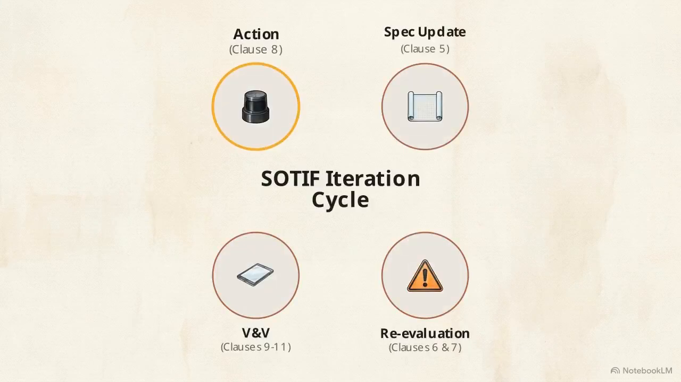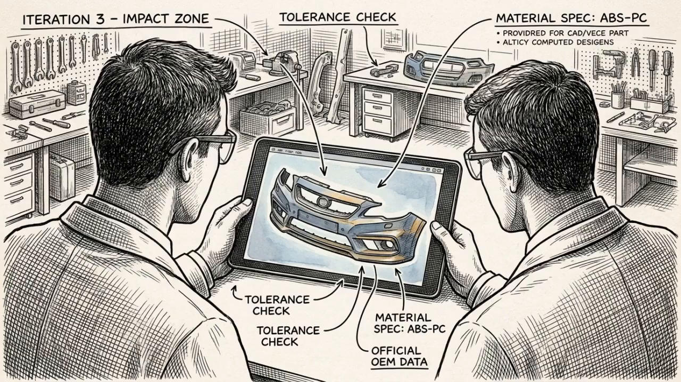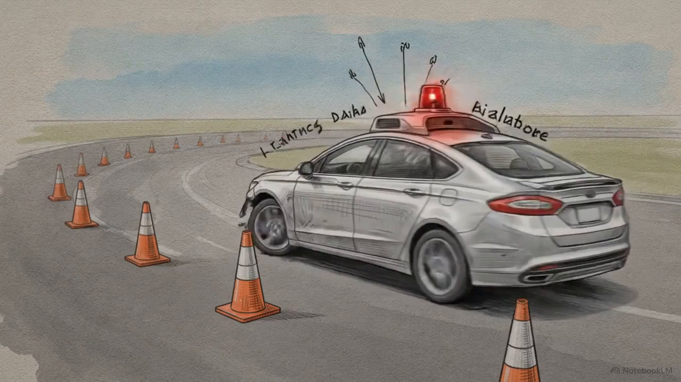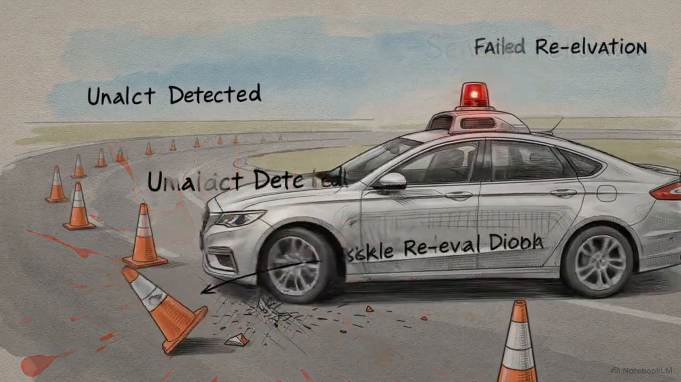A Clause 8 modification is not the final step of the process. Instead, it triggers a mandatory update to the system's baseline specifications. This creates an iterative cycle. Engineers modify the design, update the official specs, reevaluate the risk, and return to physical testing. If the data still shows unacceptable risk, the cycle repeats.